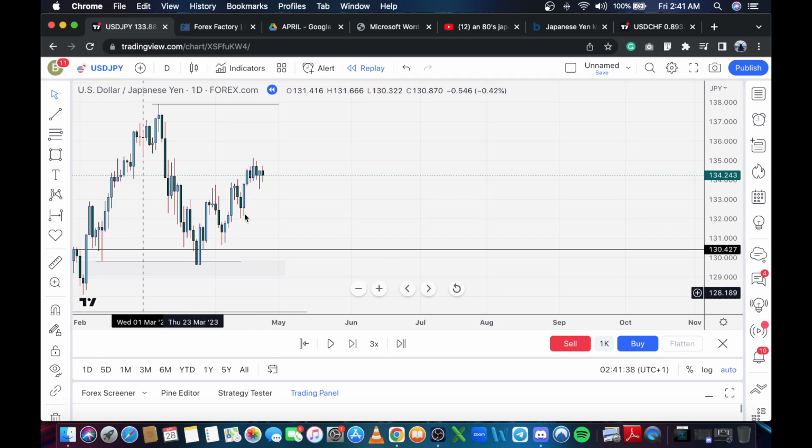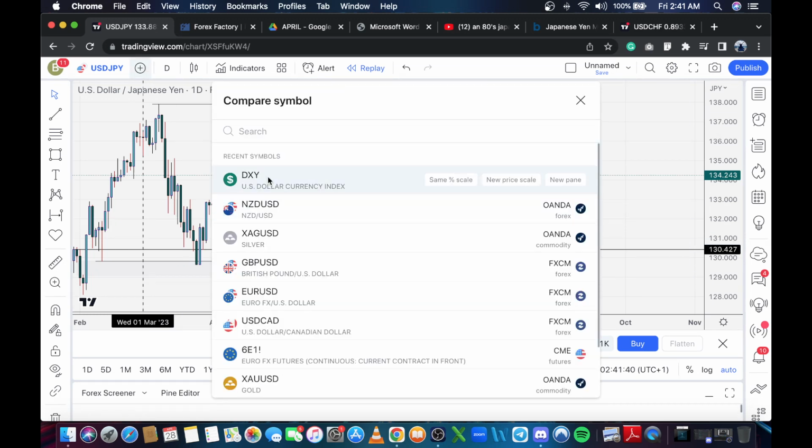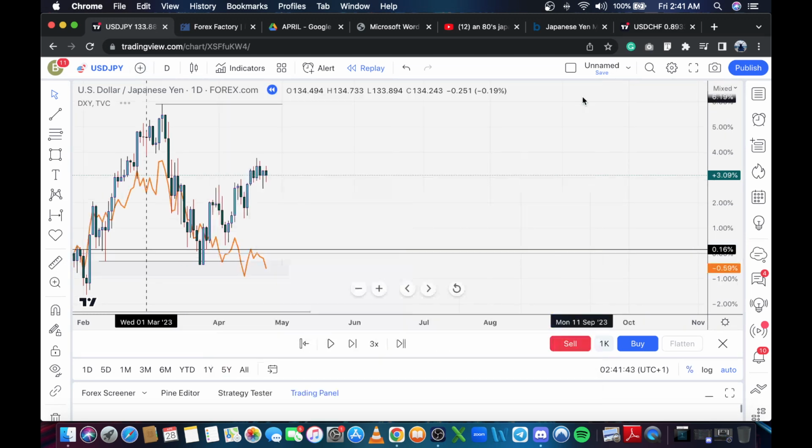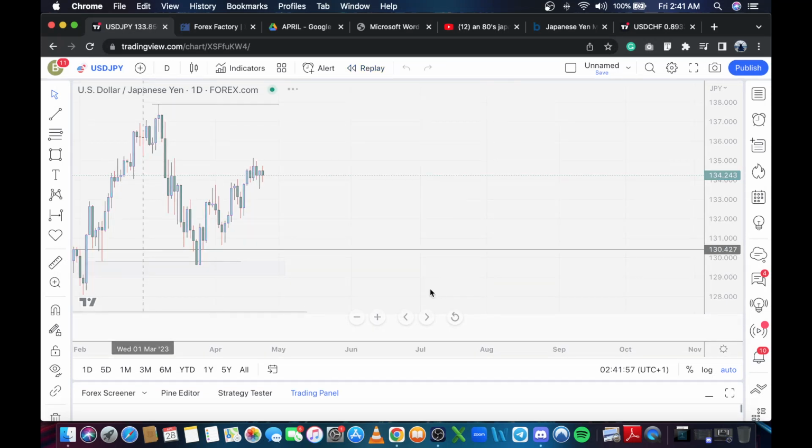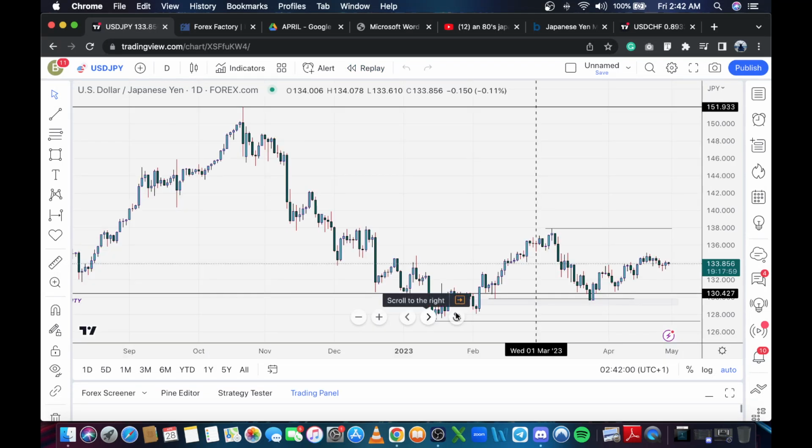It's making higher lows. That should be confirmed with higher lows on dollar. Okay, dollar should also make higher lows, but dollar is not. So it is showing strength against a bearish dollar, meaning we have institutional sponsorship on dollar yen. Okay, so let's remove the replay tool here, and you can see where current market price action is.